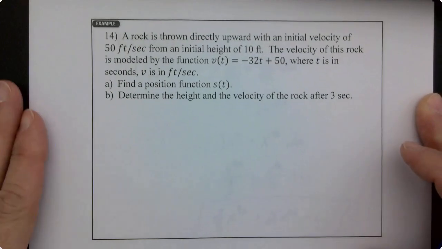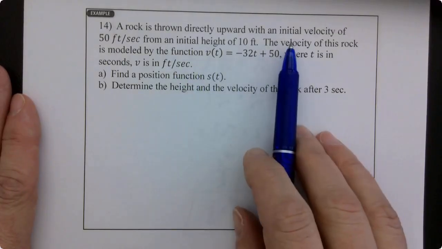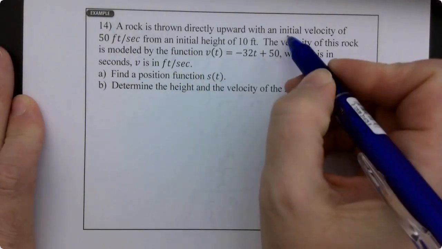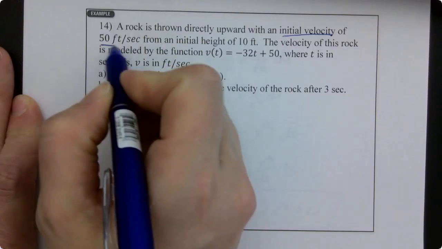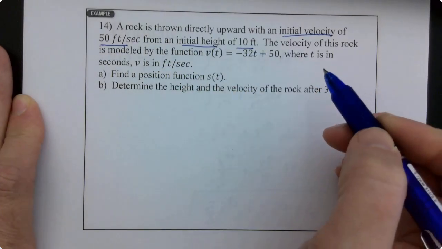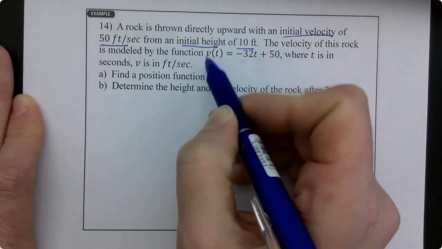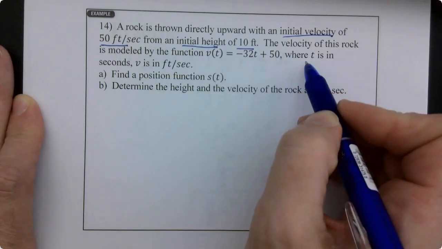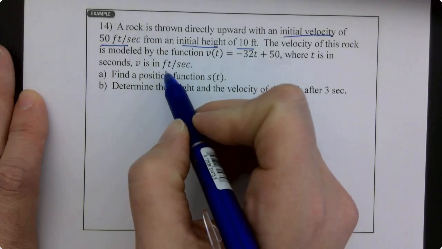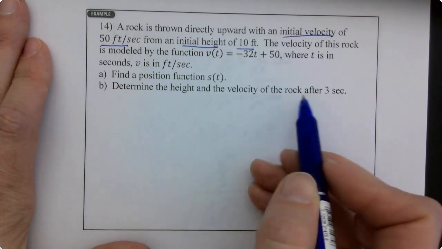So let's have a look at this problem. A rock is thrown directly upward with an initial velocity of 50 feet per second. We'll talk about that in a minute, but that is important. Initial velocity from an initial height of 10 feet. The velocity of this rock is modeled by this function. So you're given the velocity function here, where t is in seconds and v is measured in feet per second. Find the position function for part A, and then find the height and the velocity after 3 seconds.